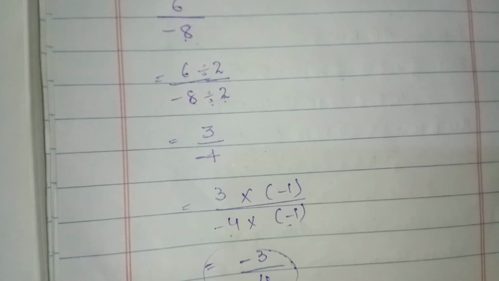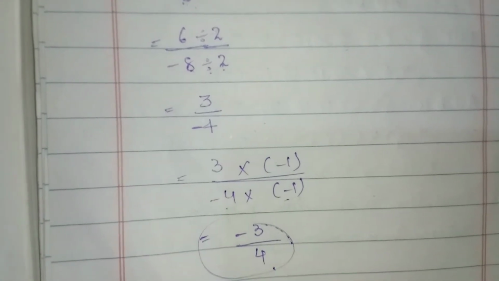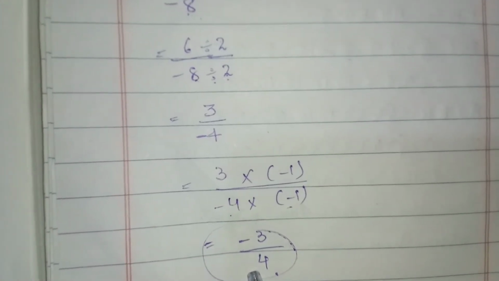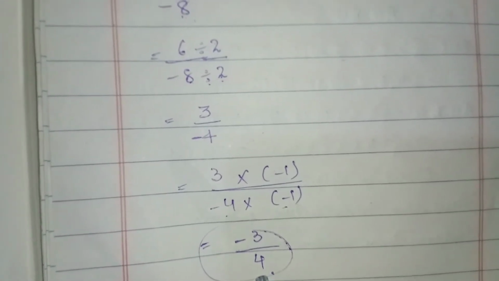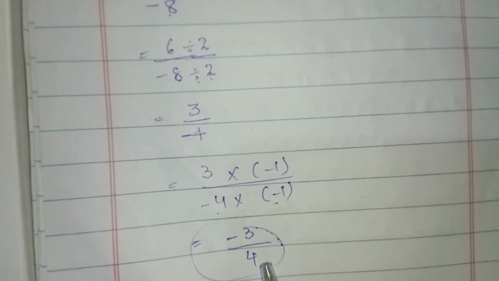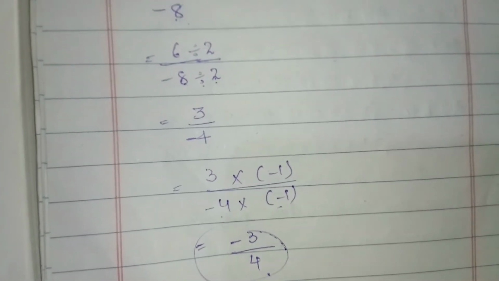Minus 3 over 4 is such that its numerator and denominator have no common divisor other than 1, and the denominator of the number is positive. A rational number when expressed in this form is said to be in standard form.